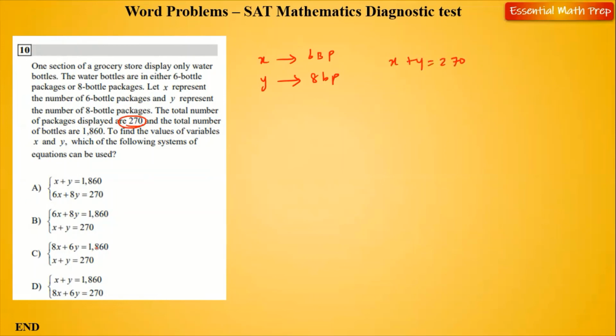Which ones represent that? It's only this and this, right? And the total number of bottles is 1860. That means 6x plus 8y equals 1860, right? A package contains 6, so 6 times x, plus 8 bottles in a package, 8 times y, and that will give you 1860. So 6x plus 8y equals 1860. So that's the answer.